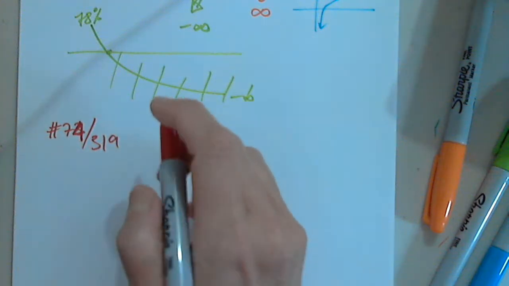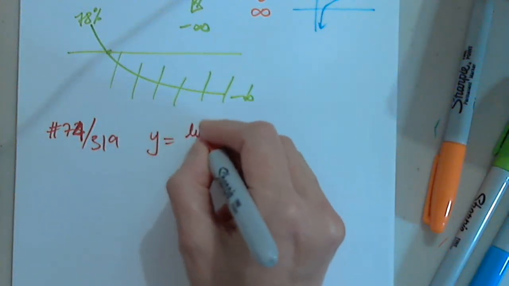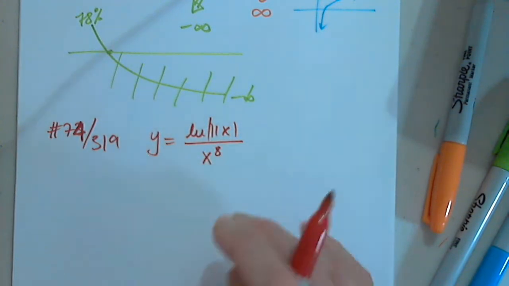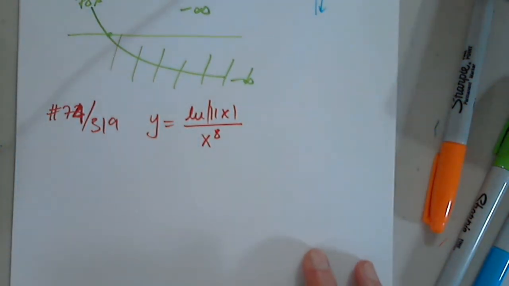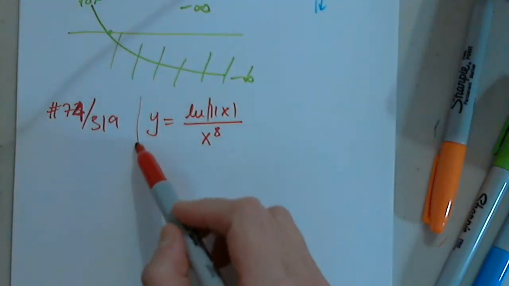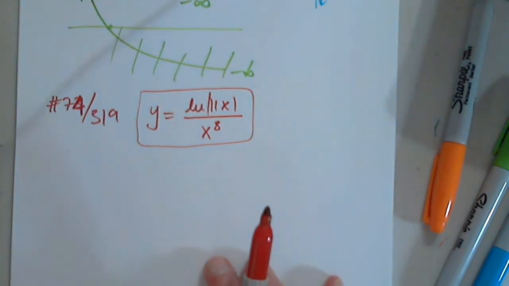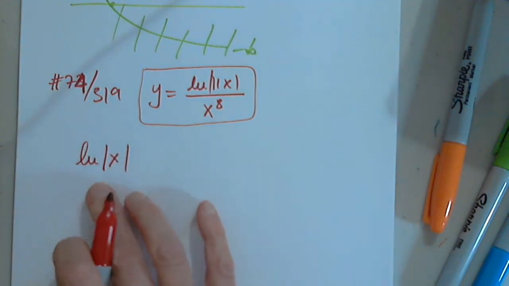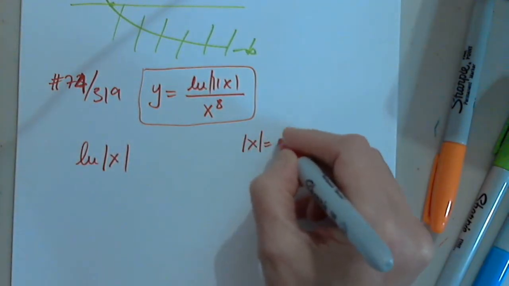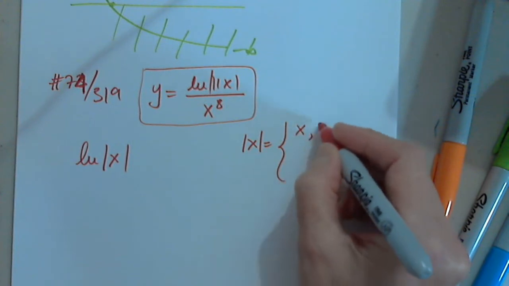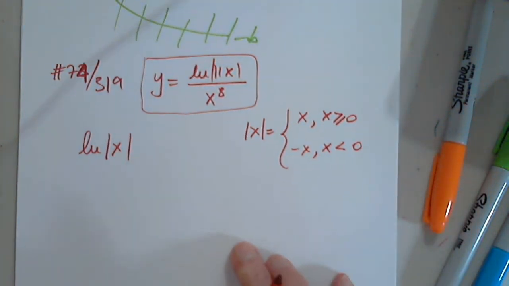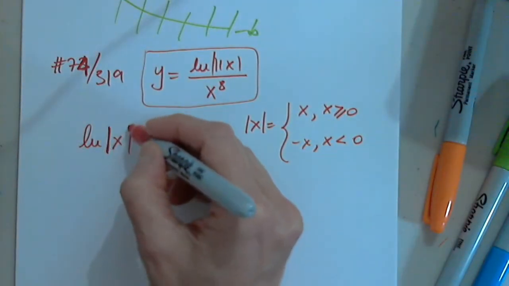So with 74, we have y equals natural log of 11x in absolute value divided by x to the 8th power. Okay, so let me talk a little bit about something like this. So remember the absolute value definition. The absolute value definition is x for x greater than or equal to 0, negative x for x less than 0. And how does this affect, because this is important.